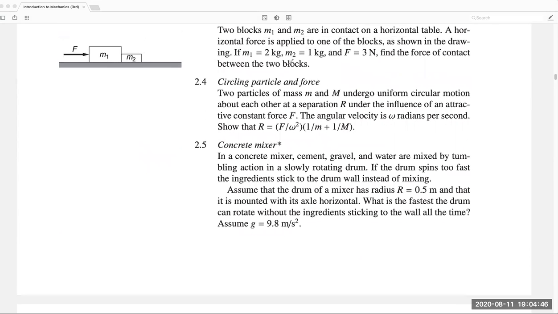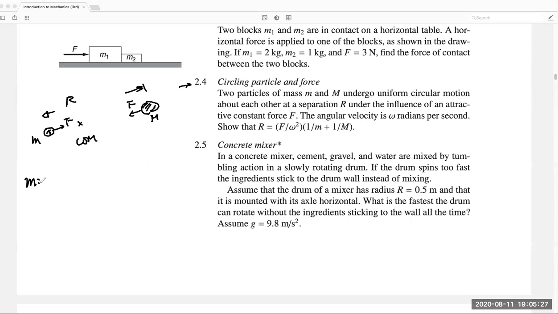Like question 2.4. It is relating the circular motion and the gravitational force. Actually you can consider the F2 as the gravitational force. And you should also know that these two objects will rotate about their center of mass. And if they have the separation R, then you can use either one object to write one equation.